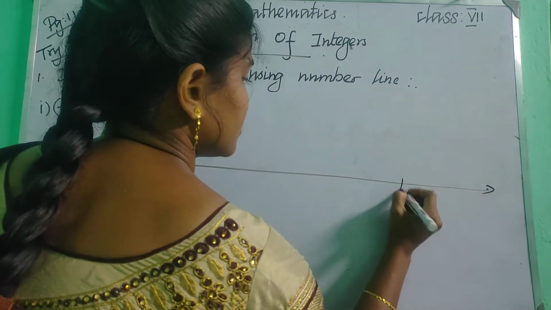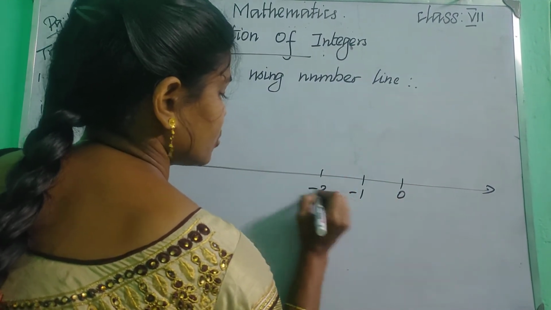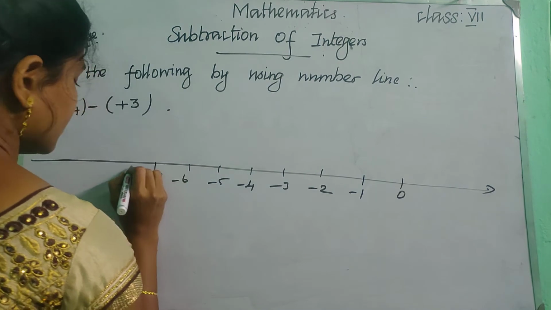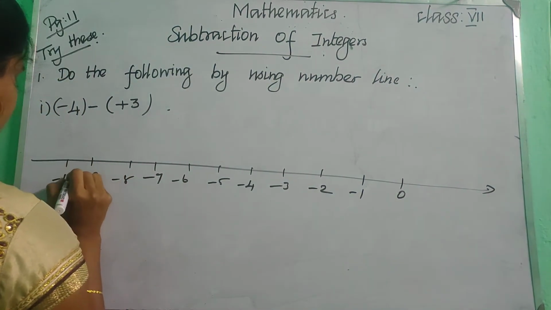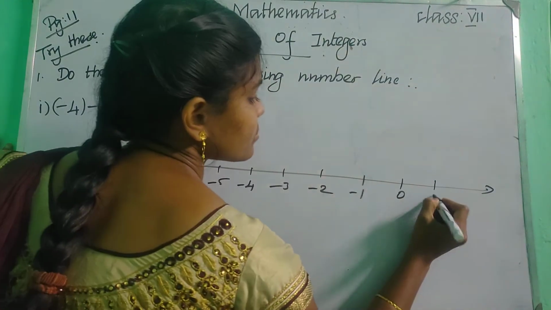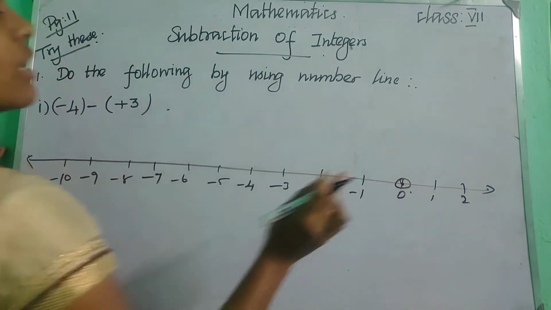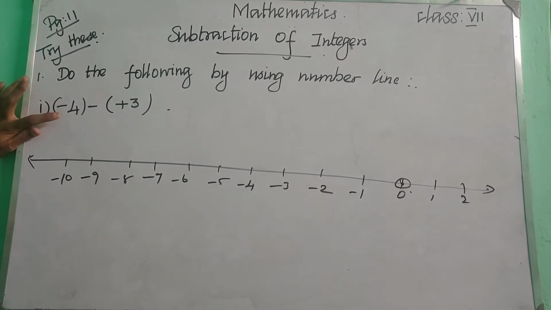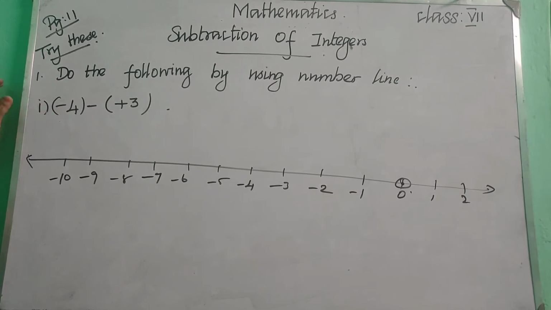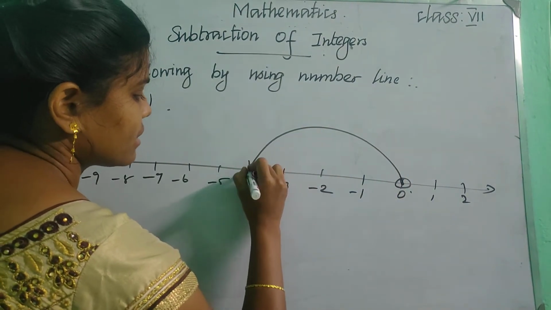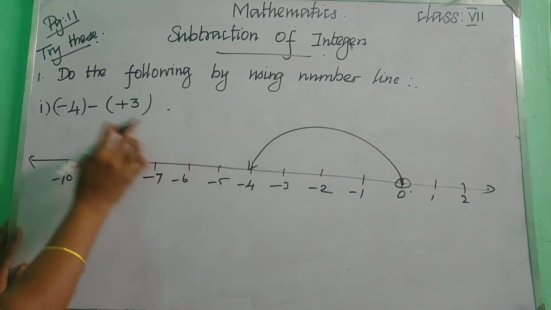Number line. So start from 0, minus 1, minus 2, minus 3, minus 4, minus 5, minus 6, minus 7, minus 8, minus 9, minus 10. For doing the sums in number line, we need to start from 0, right? Now we are here at 0. First of all we need to move to minus 4. Minus 4 means just in the left hand side, negative direction.